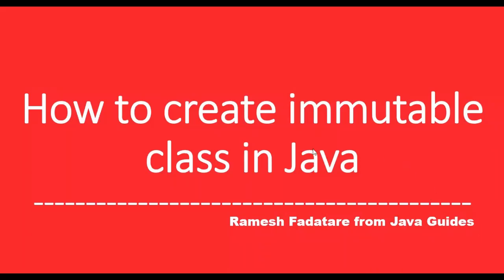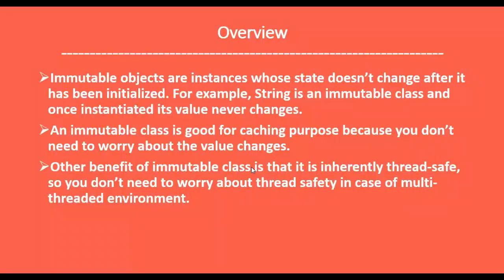Hello guys, in this video we are going to discuss how to create an immutable class in Java. Immutable objects are instances whose state does not change after they have been initialized. For example, String is an immutable class, and once instantiated, its value never changes. Whenever we try to change a string, it will create a new instance.